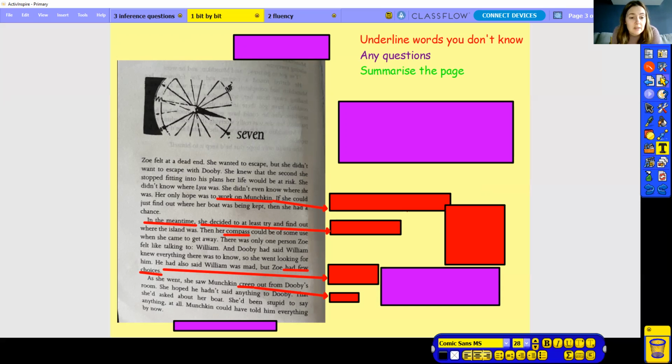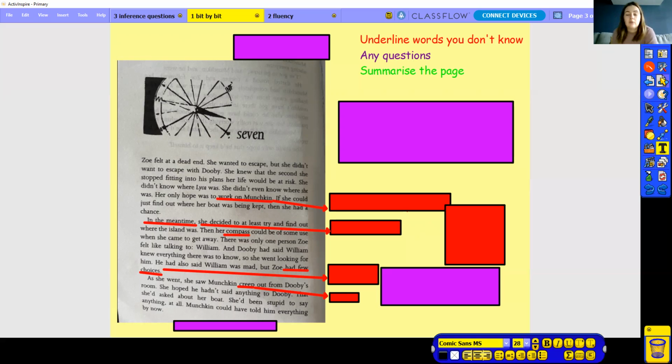There was only one person Zoe felt like talking to, William. And Doobie had said William knew everything there was to know, so she went looking for him. He had also said William was mad, but Zoe had few choices. As she went, she saw Munchkin creep out from Doobie's room. She hoped he hadn't said anything to Doobie that she'd asked about her boat. She'd been stupid to say anything at all. Munchkin could have told him anything by now.